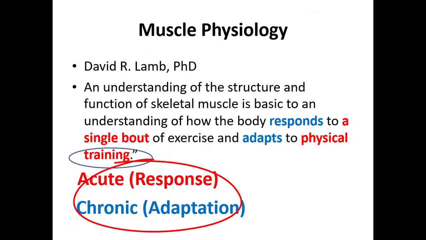This lecture provides an overview. An understanding of the structure and function of skeletal muscle is basic to an understanding of how the body responds to a single bout of exercise and adapts to physical training. Acute exercise is associated with transient changes in metabolic rate, muscle activation, and blood flow, whereas chronic exercise facilitates long-lasting adaptation that ultimately improves physical performance.